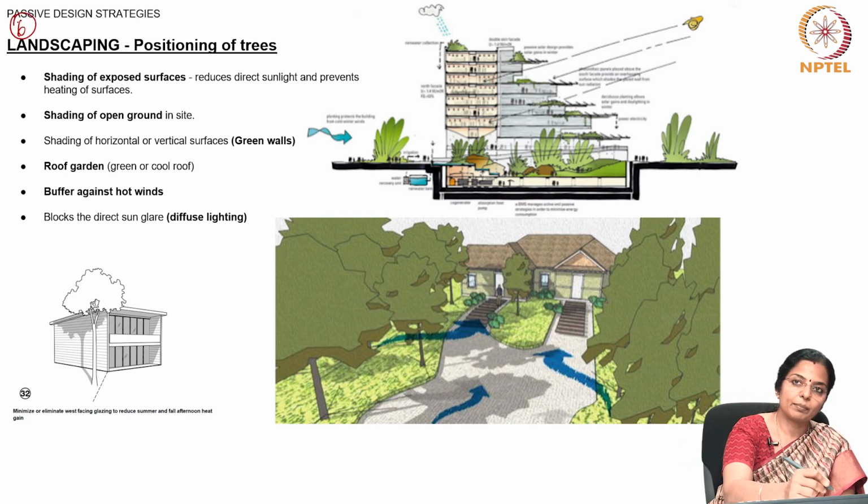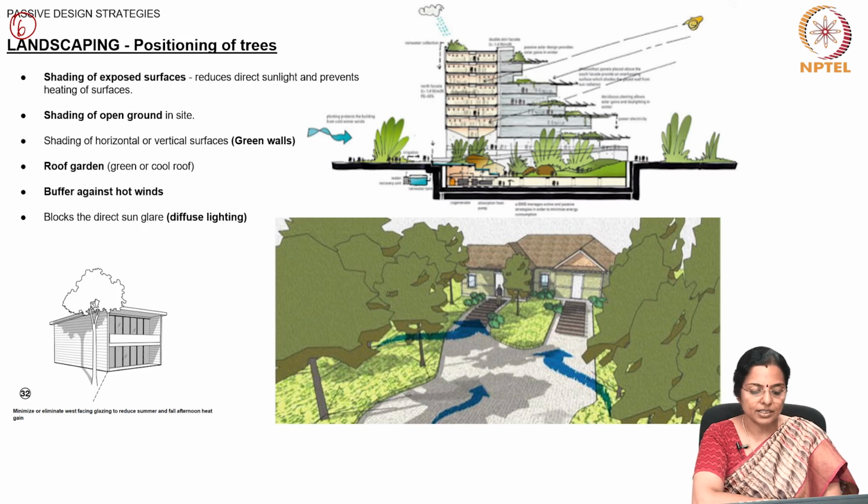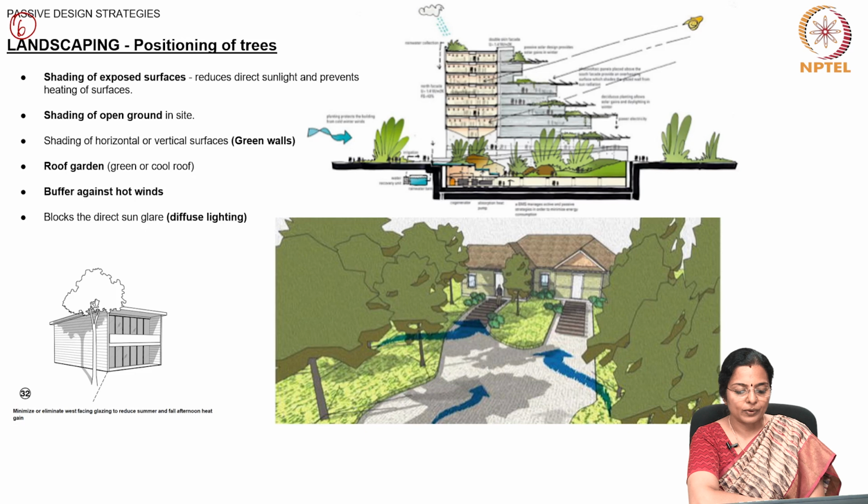Sixth is landscaping and positioning of trees. Shading of exposed surfaces reduces direct sunlight and prevents heating of surfaces. Shading of open ground in sight is important, and shading of horizontal or vertical surfaces like green walls is also important. So, green walls can act as a shading of vertical surfaces. Roof gardens or green roofs or even cool roofs are encouraged. There must be buffer against hot winds, and direct solar radiation and glare must be blocked with the help of landscaping.